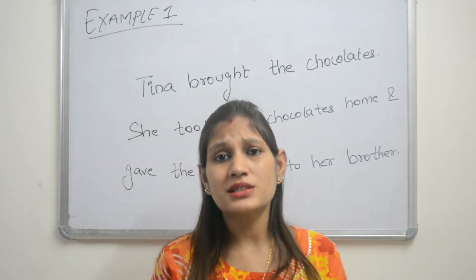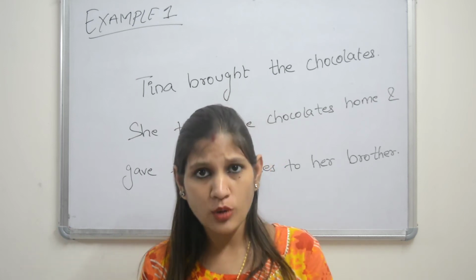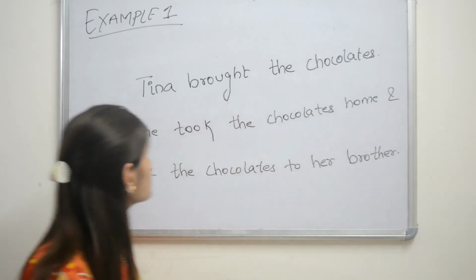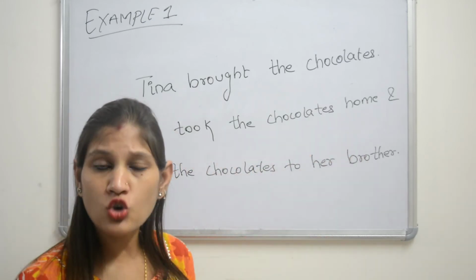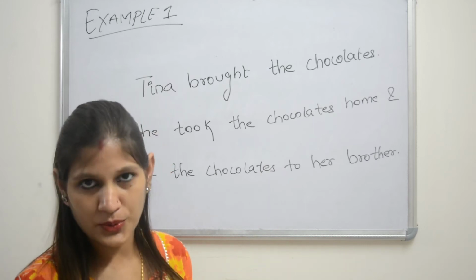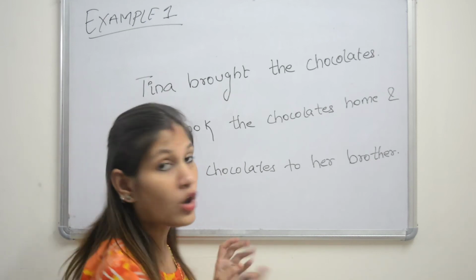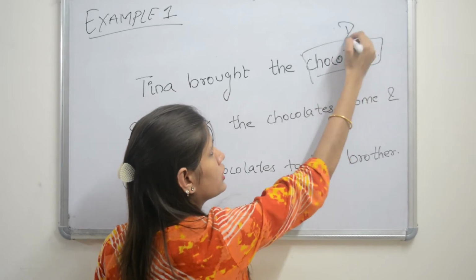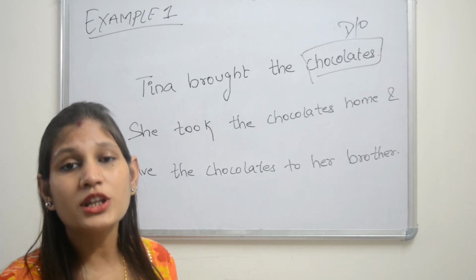So it is desirable to replace the direct object with a pronoun. For example, Tina brought the chocolates. She took the chocolates home and gave the chocolates to her brother. Tina brought the chocolates. What did she bring? Chocolates. So here chocolates is a direct object. Now this direct object will be changed with a pronoun.